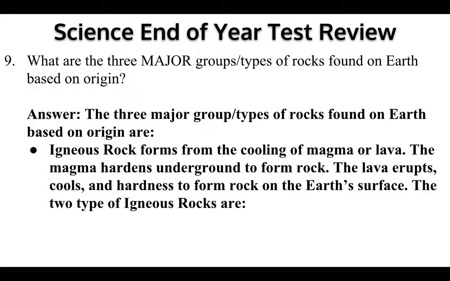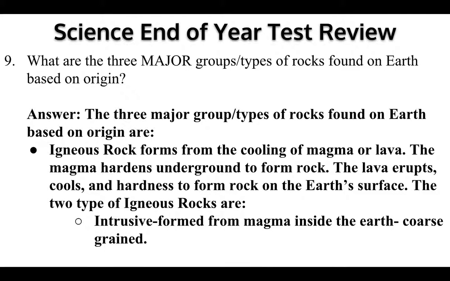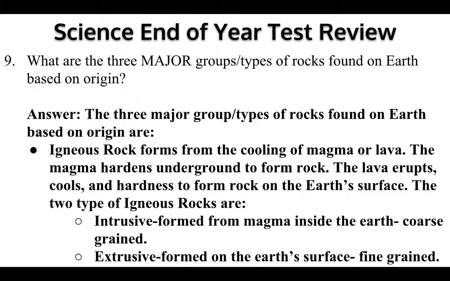The two types of igneous rock are intrusive, formed from magma inside the Earth, coarse grain. It cools very, very slowly. That's why it's coarse grain. Large, easy to see, visible crystals, because it cooled so slowly, allowing those crystals to grow. Extrusive, formed on the Earth's surface. Fine grain, or sometimes even no visible grain. Obsidian is an example of that. No visible grain. Looks very glassy, okay?